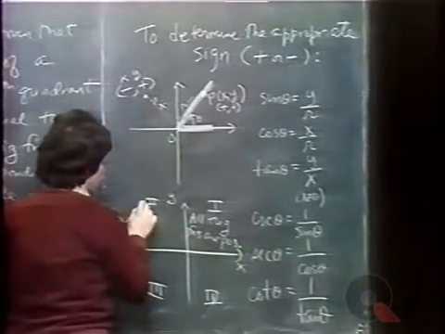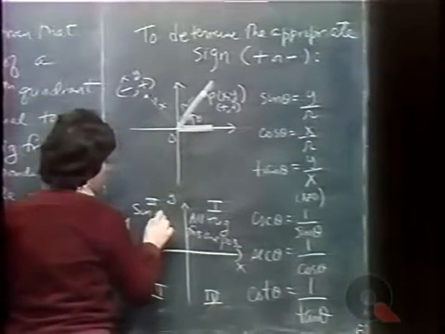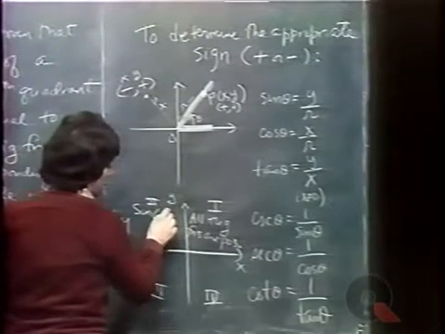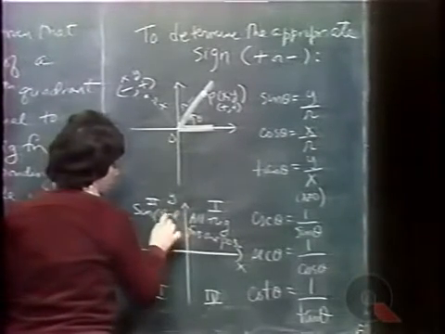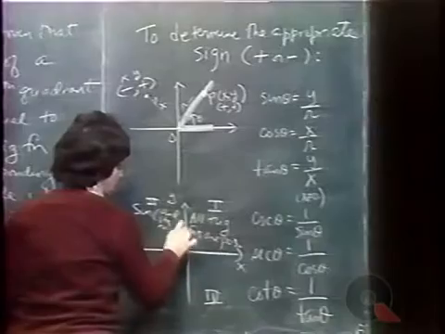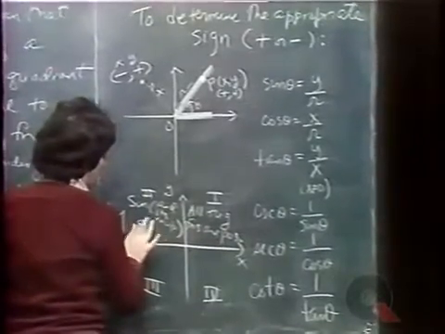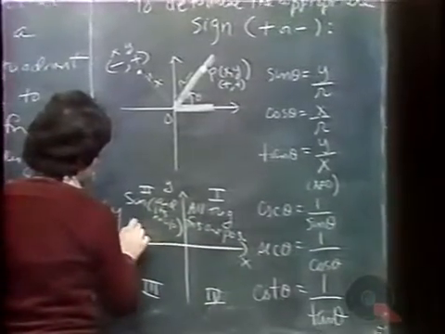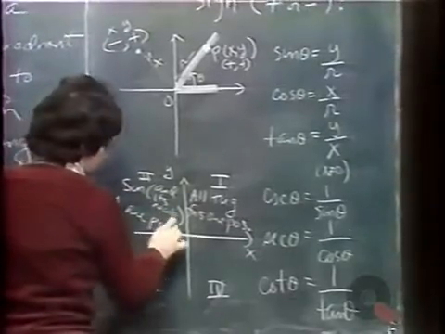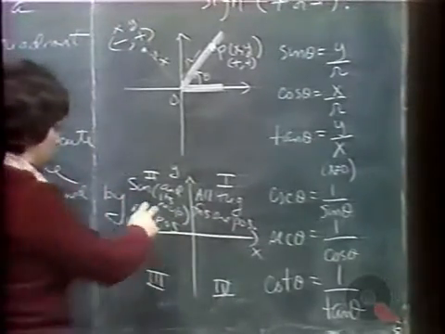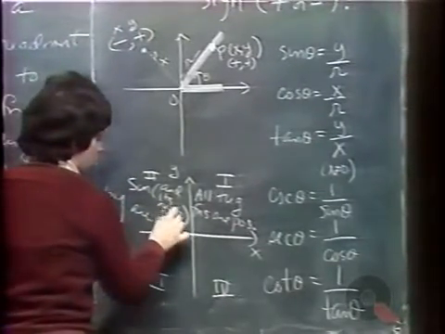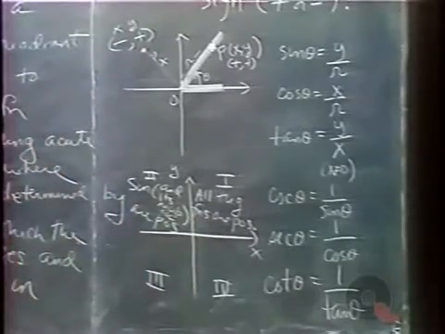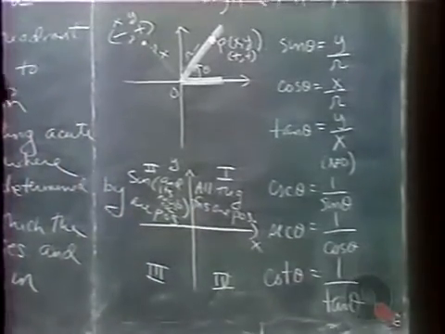So sine and its reciprocal are positive. Its reciprocal, of course, is cosecant. Sine and its reciprocal, cosecant, are positive.